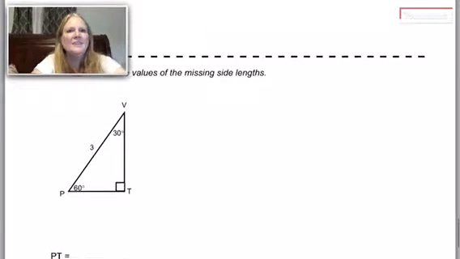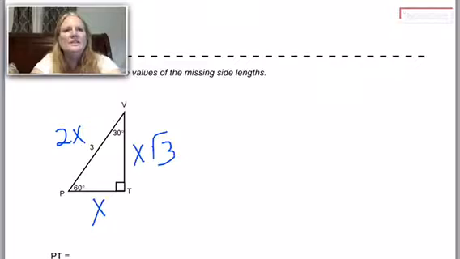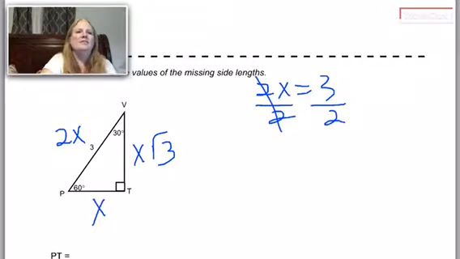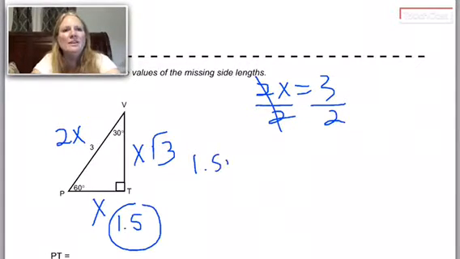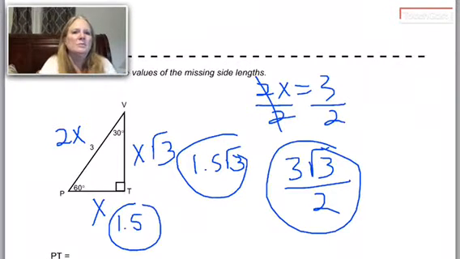Okay, last one. x, 2x, x times the square root of 3. If 2x is equal to 3, x is equal to 3/2 or 1.5. You could write it either way. You could say 1.5 here or 3/2, and then VT will be 1.5 times the square root of 3, or 3 times the square root of 3 over 2. Either of those answers would be acceptable.